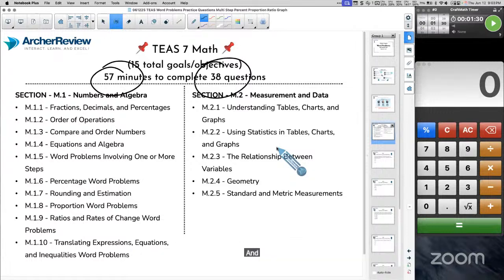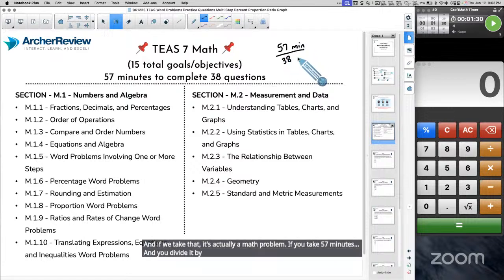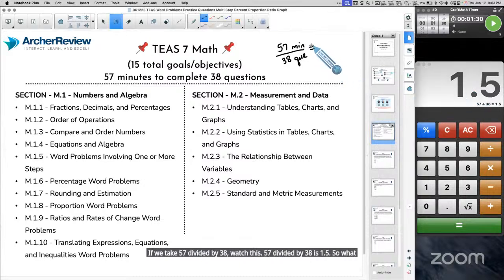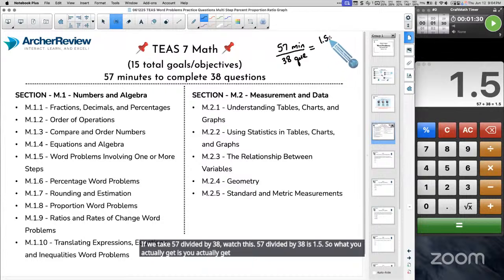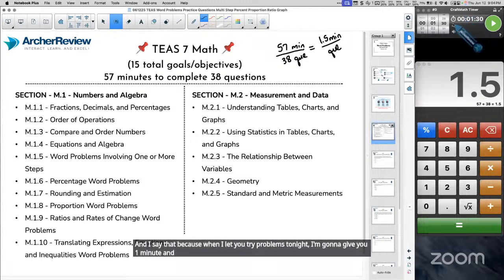And if we take that, it's actually a math problem. If you take 57 minutes and you divide it by 38 questions, 57 divided by 38 is 1.5. So what you actually get is 1.5 minutes per question. 57 minutes broken up into 38 questions. On average, you get a minute and a half per question. And I say that because when I let you try problems tonight, I'm going to give you 1 minute and 30 seconds to try these problems.